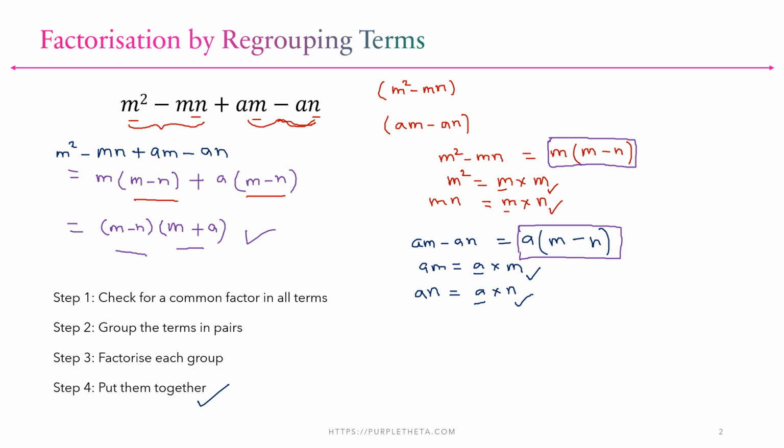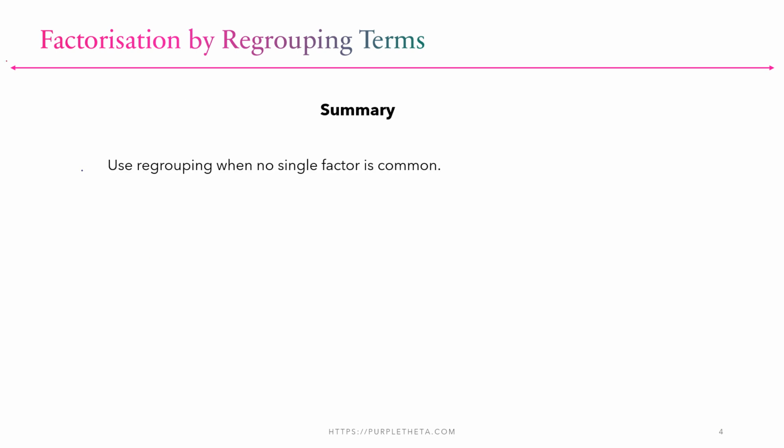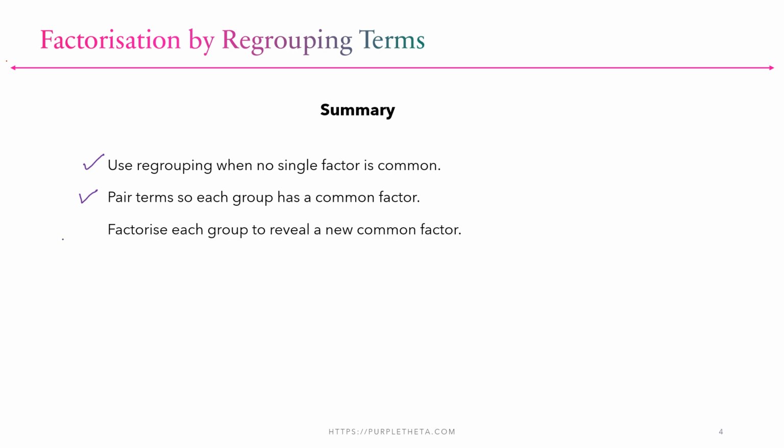Okay, so let us summarize what we have seen. We need to use regrouping when we do not have any single factor in common. Then we pair terms so that each group has a common factor. Then we factorize each group to find a new common factor, and after that we take out the common factor to get the final expression.